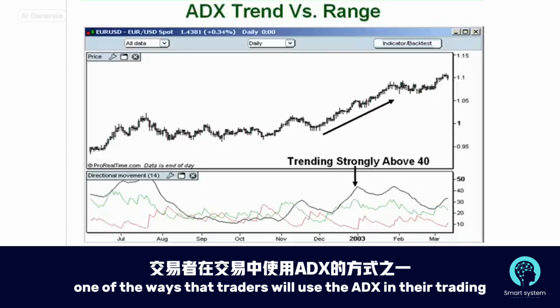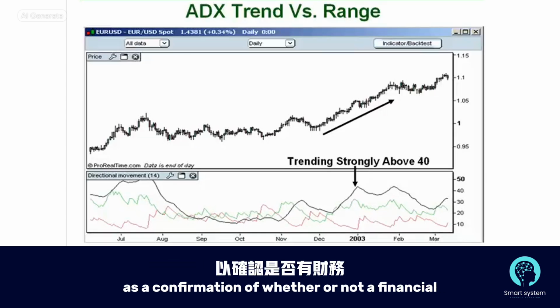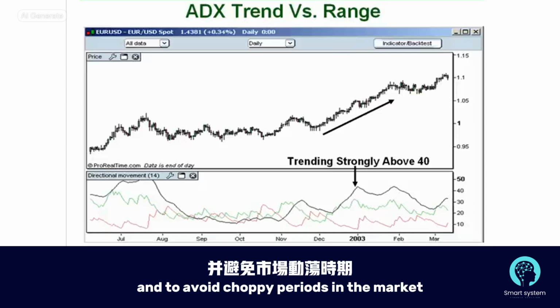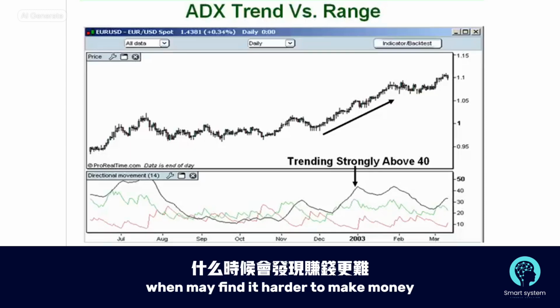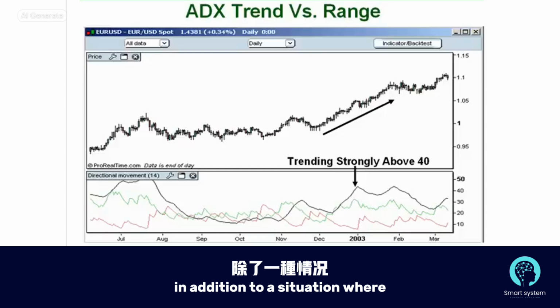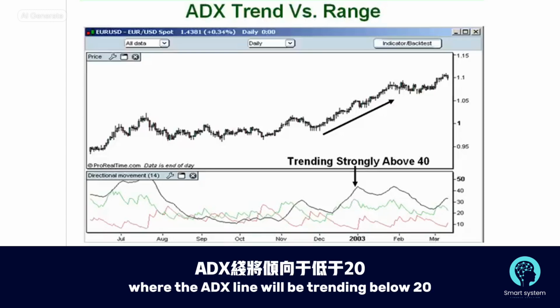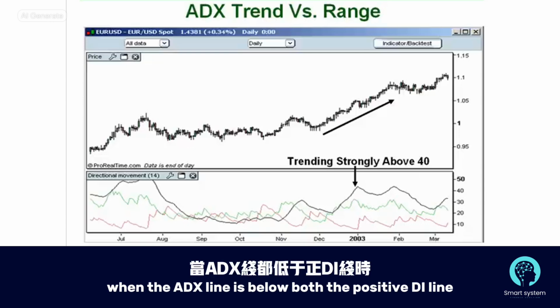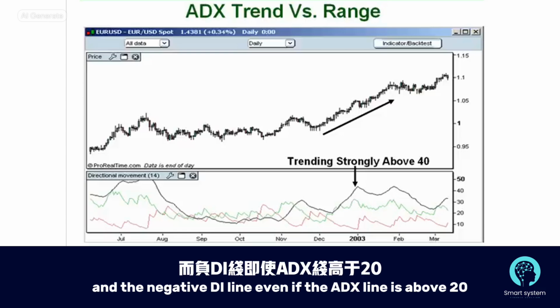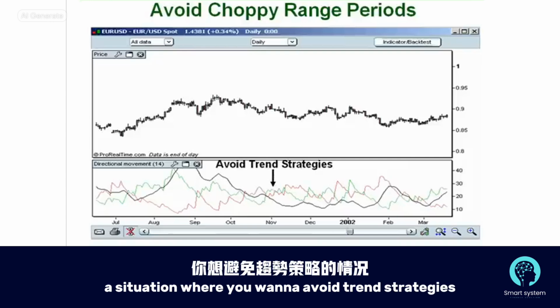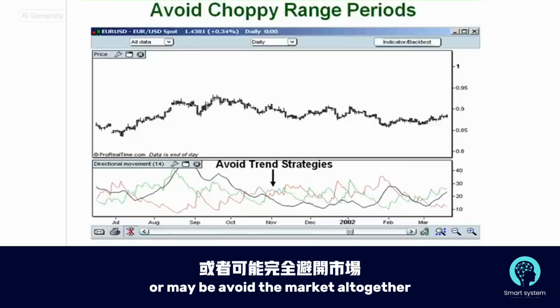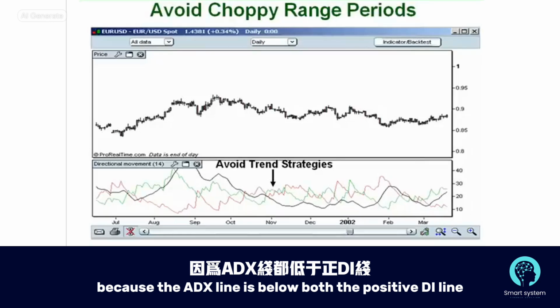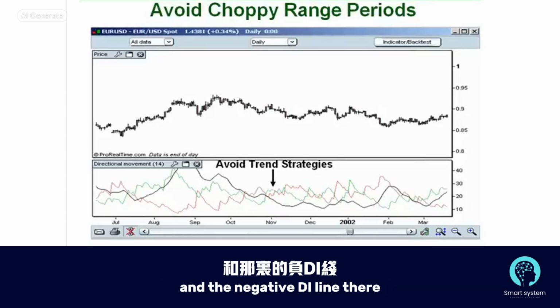One of the ways that traders use the ADX is as a confirmation of whether or not a financial instrument is trending, and to avoid choppy periods in the market when you may find it harder to make money, in addition to a situation which we're looking at now, where the ADX line is trending below 20. The developer of the indicator recommends not trading a trend-based strategy when the ADX line is below both the positive DI line and the negative DI line, even if the ADX line is above 20. So here you see a situation where you want to avoid trend strategies, or maybe avoid the market altogether, because the ADX line is below both the positive DI line and the negative DI line, and you can see that there's not much action in the market at that point.